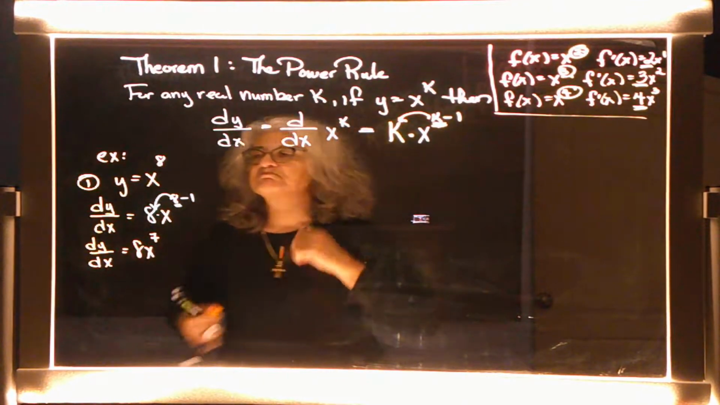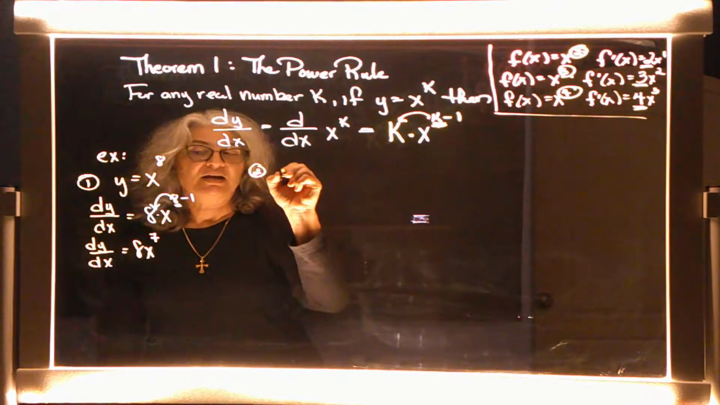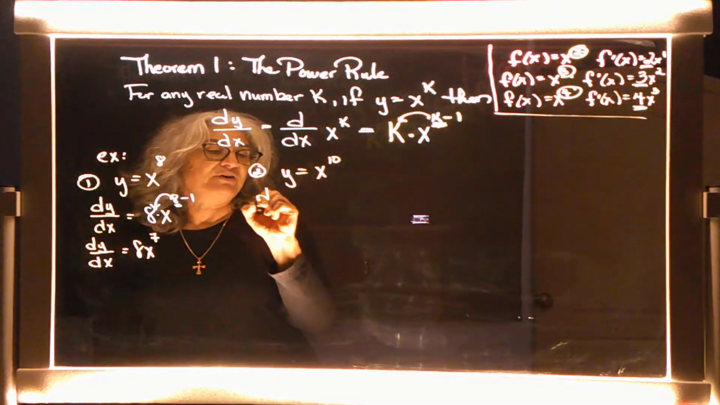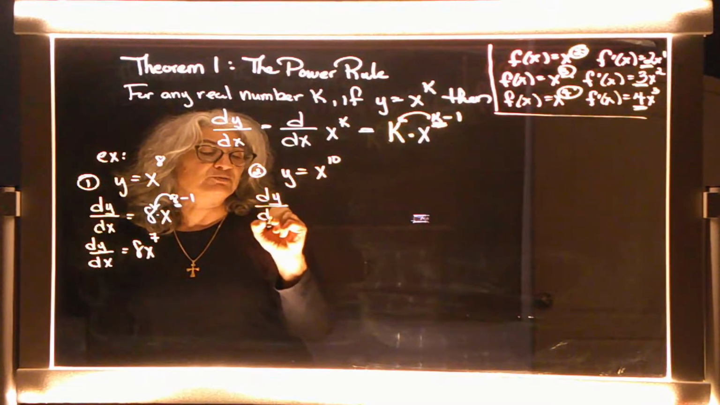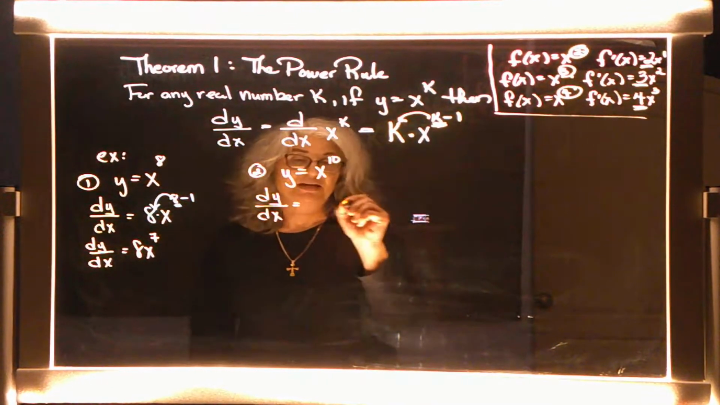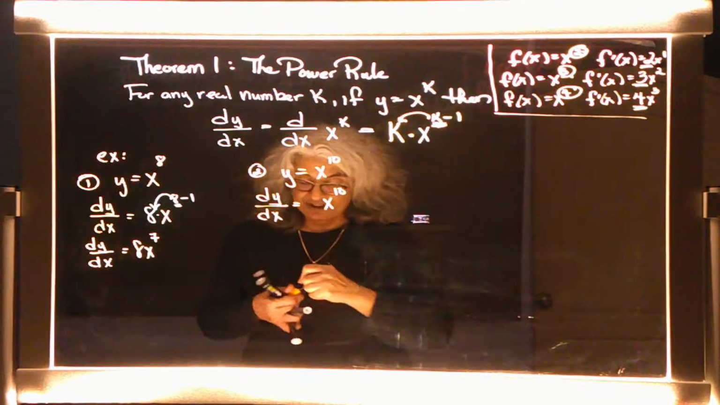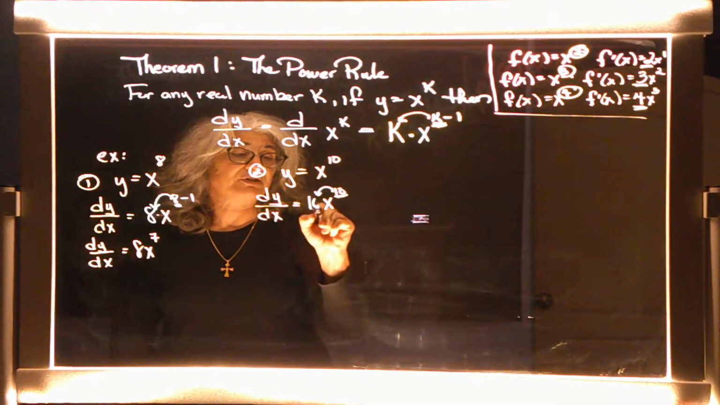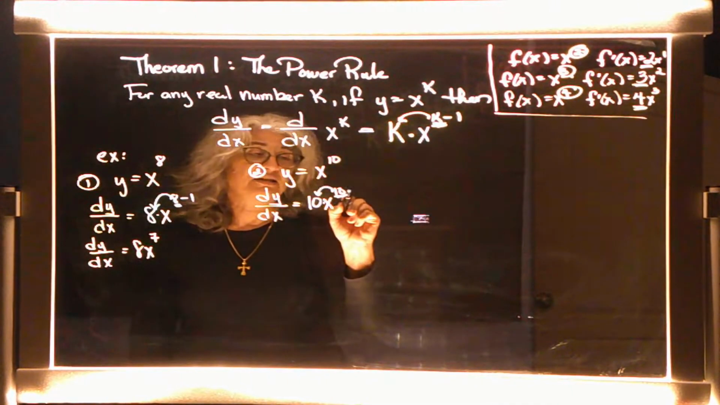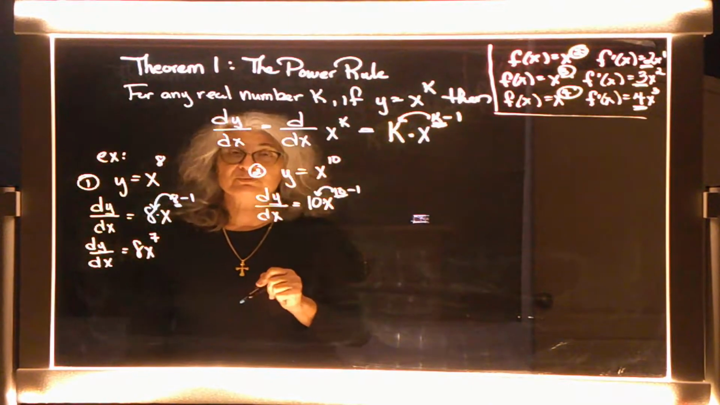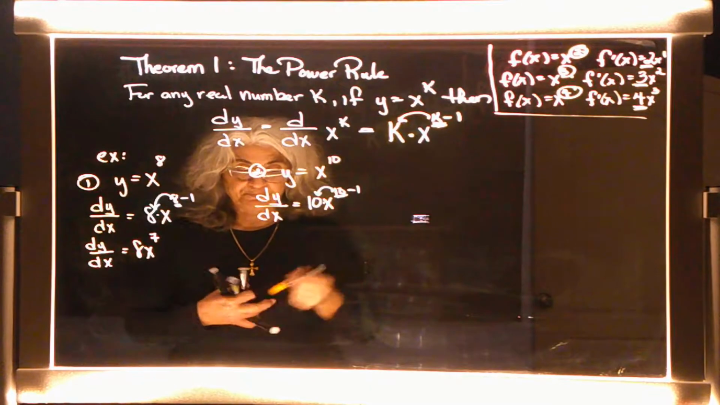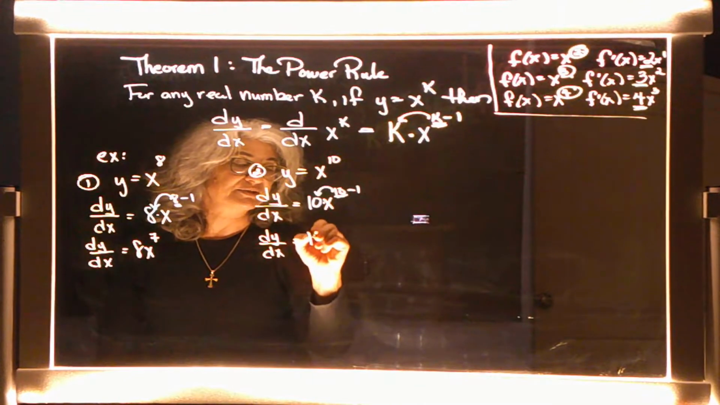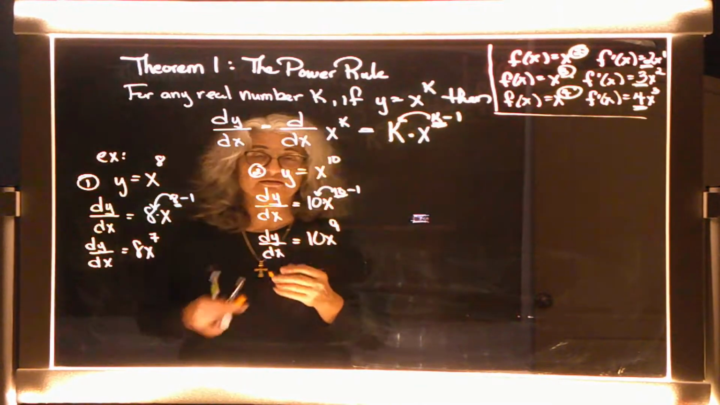Cool? Okay, got another one for us. How about if we have x to the power of 10? If I want to take the derivative of this function, this y, with respect to x, here's the original function. What do I do first? Good. I take the power and I bring it down in front, multiplied, and then I subtract 1 because that's what this power rule tells us, which means my derivative of y with respect to x becomes 10x to the power of 9. Cool?